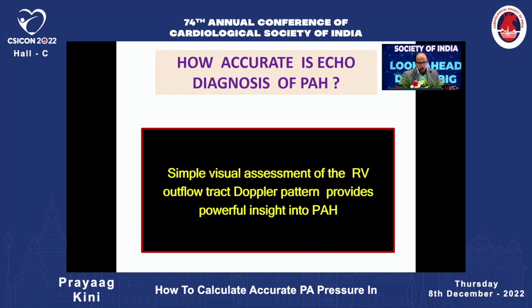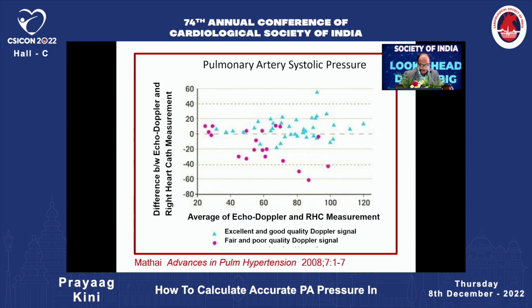Echo has come up. So the question that we ask now is, how accurate is echo for diagnosis of PAH? Can simple visual assessment be enough? Yes, it gives us an idea, but then we still need measurements. If you see echo Doppler in terms of the right heart cath, there's a good amount of correlation between the two. So we can definitely use echo. It is less invasive, of course, and you can use it at bedside, in sick patients, in ICUs, etc.